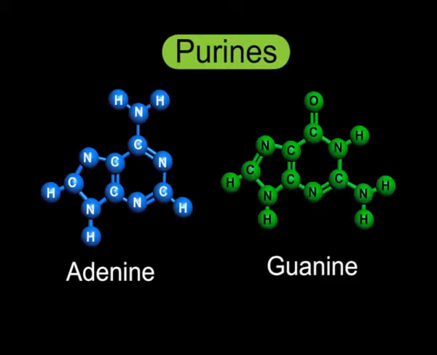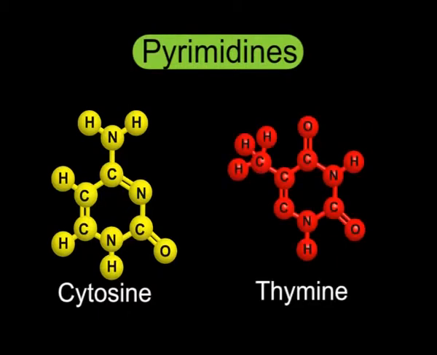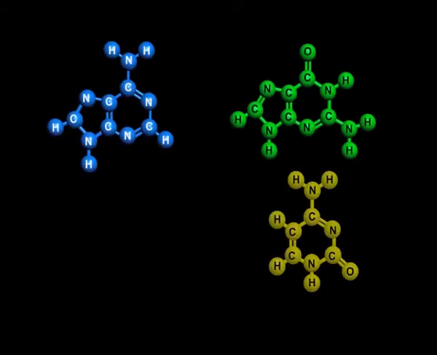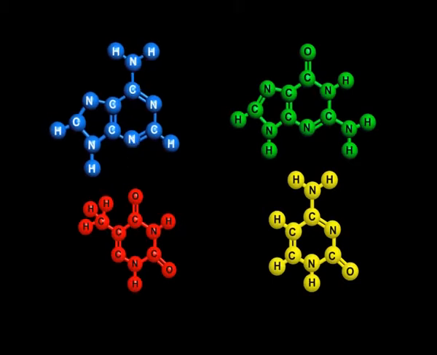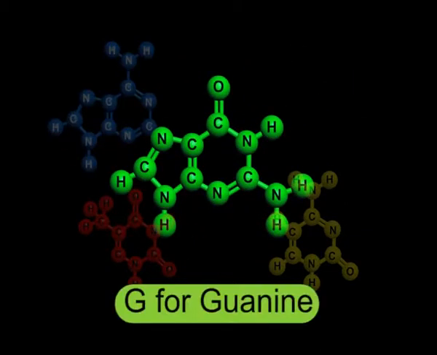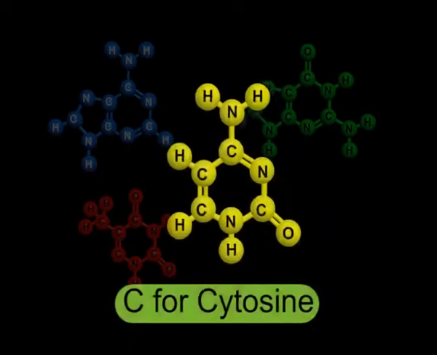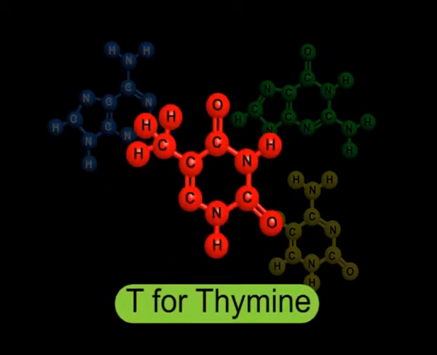Adenine and guanine are bigger because they have 2 rings each. Cytosine and thymine have only 1 ring each. These four bases are represented by the first letters of the base name. A for adenine, G for guanine, C for cytosine, and T for thymine.